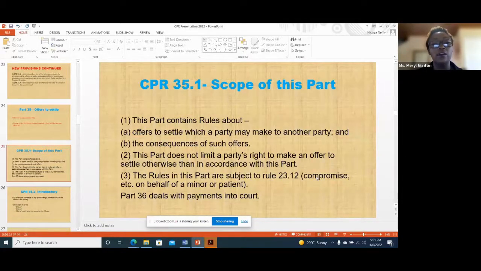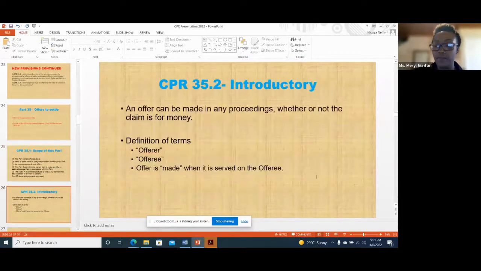Also highlighted here, just to let you know, in the next section, we will deal with payments into court, but some of that will be referenced here. If you see that come up, just know that we will get into more detail on that next. If I can go to the next slide.